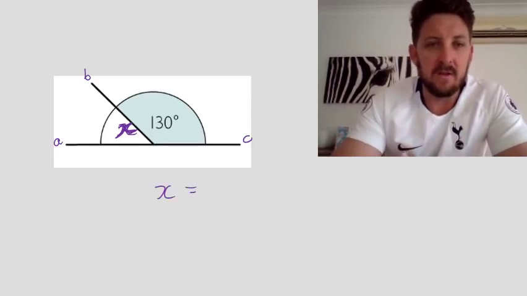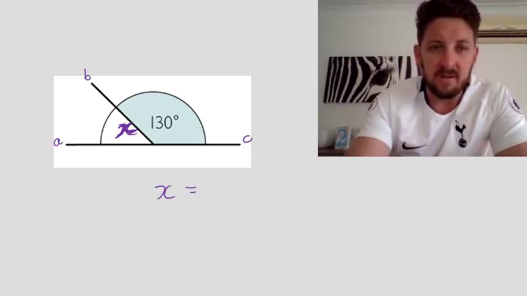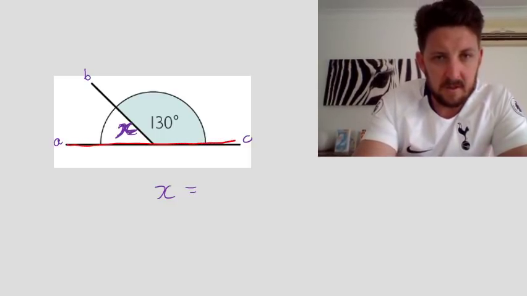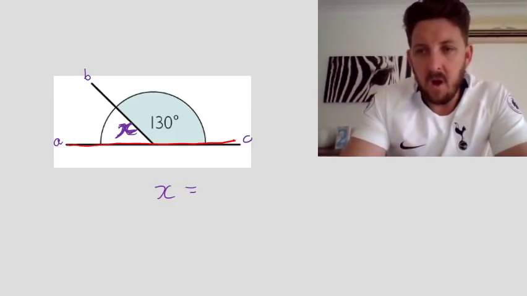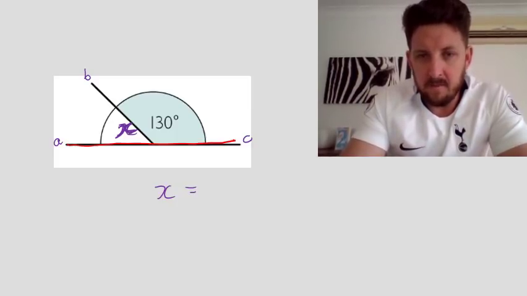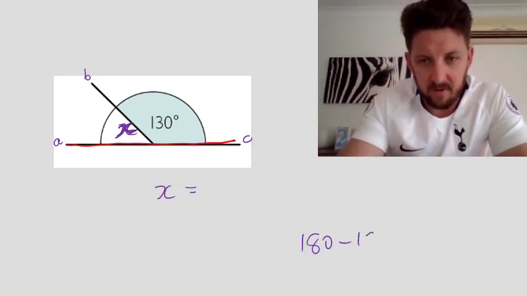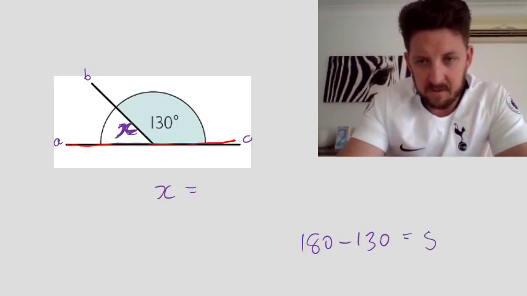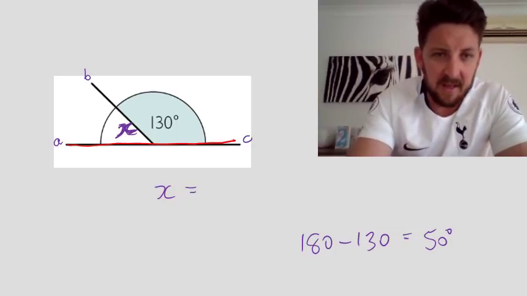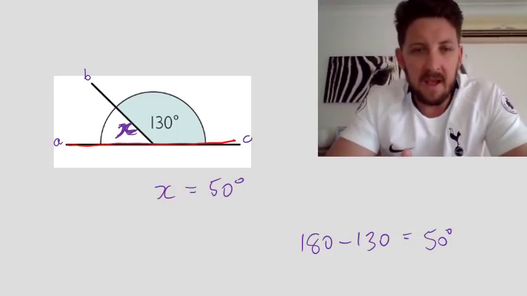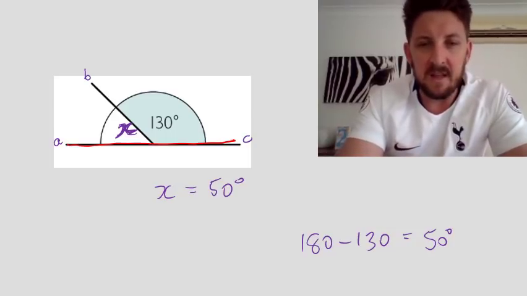Now the first thing we know is that we have 180 degrees along a straight line. So here's my straight line here. There's my straight line. I know that my straight line must equal 180 degrees. I already have 130. So what do I have missing? I have 50 degrees left, so X must equal 50. Now this is one way to write your answer. X is equal to 50. So writing the angle as X.